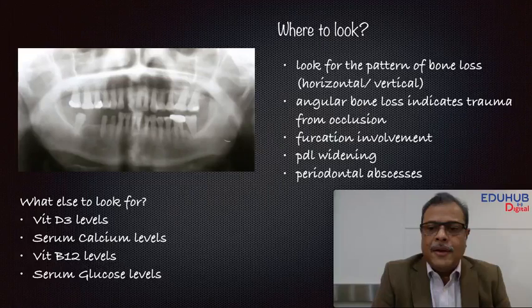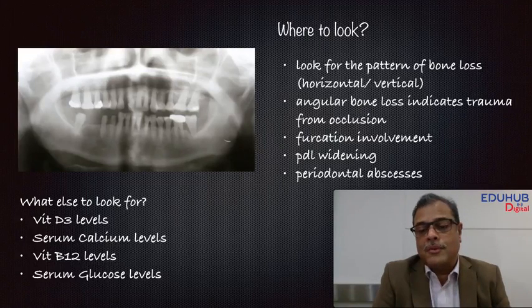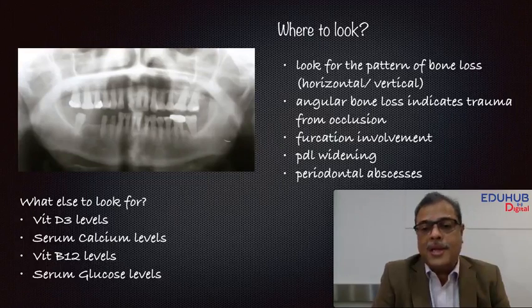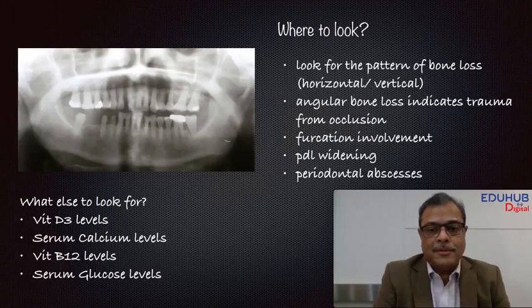Systemically, look at the levels of vitamin D3, B12, calcium levels, and serum glucose, blood sugar levels. Very important to know whether the patient has any other problems. History of medications. All of this should be properly registered to understand holistically what could be compromising the periodontal status.